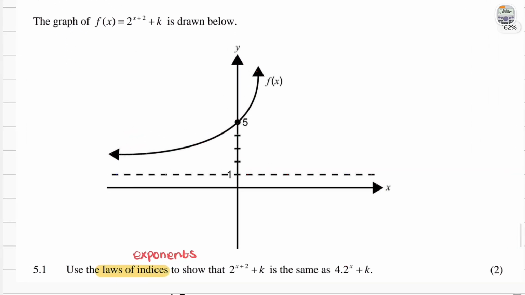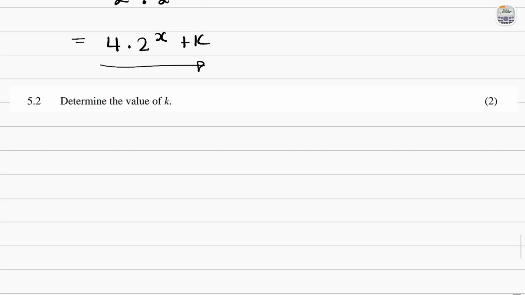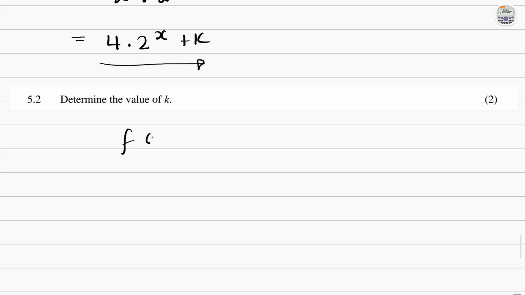We can just look at the graph and see that the graph of f has a y-intercept of 5. So as a coordinate, remember you would have gone, okay, it's just 0 and then 5 units up. So that's 0 and 5. And so that's what we're going to substitute. So take your graph of f, f equals 4 times 2 raised to the power of x plus k, and then substitute that point 0 and 5. And so we know this is x and that's y.